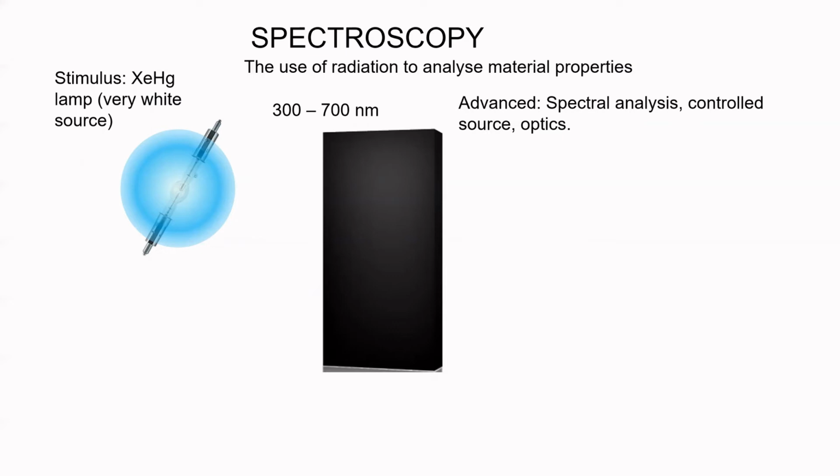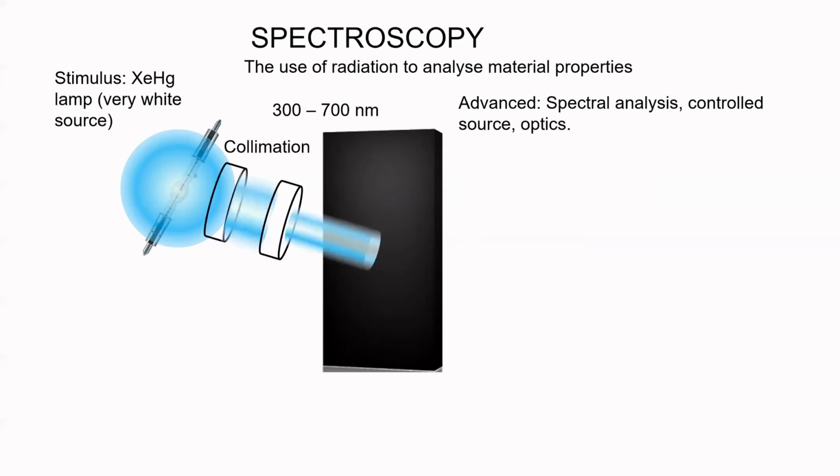This is a light source which will produce a very intense output across a broad range of wavelengths. If you have a large energy output across a broad range of frequencies or wavelengths, then that is a white source. In this case, that'd be a white source in the range 300 to 700 nanometers. So it goes into the near UV and extends a little bit below red light. So it's really broad, but still essentially visible light.